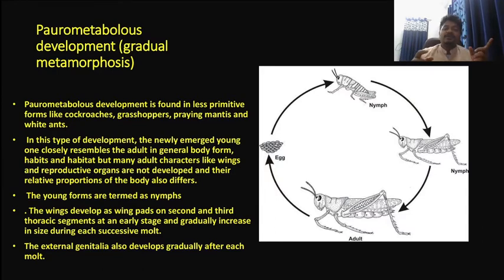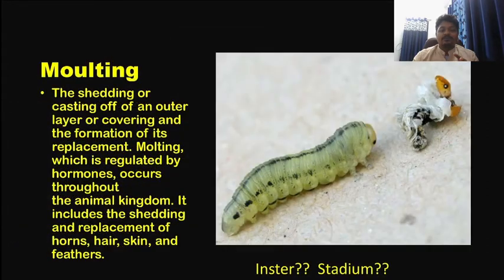In the previous one you have seen that there is no reproductive organ being developed. Here the wings and also the reproductive organ, these two are not developed in this case. In this case the young forms are termed as the nymphs, as you know, and the external genitalia also develop. What happens is that after different molting processes, these developmental organs develop gradually, right? So you can see these different types of metamorphosis.